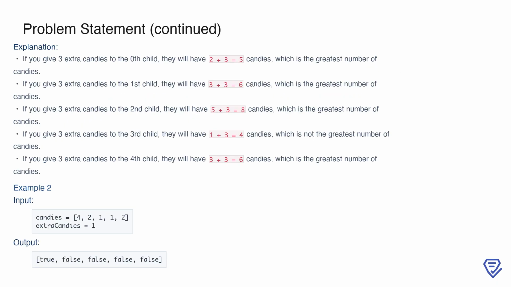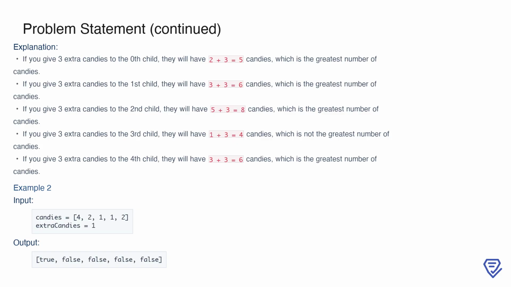In the first example, the candies array is 2, 3, 5, 1, 3, and extra candies is 3. To calculate the result, we check each child one by one. For the 0th child, giving them 3 extra candies results in 2 plus 3 equals 5 candies, which is the greatest number among all children. So the result for the 0th child is true.